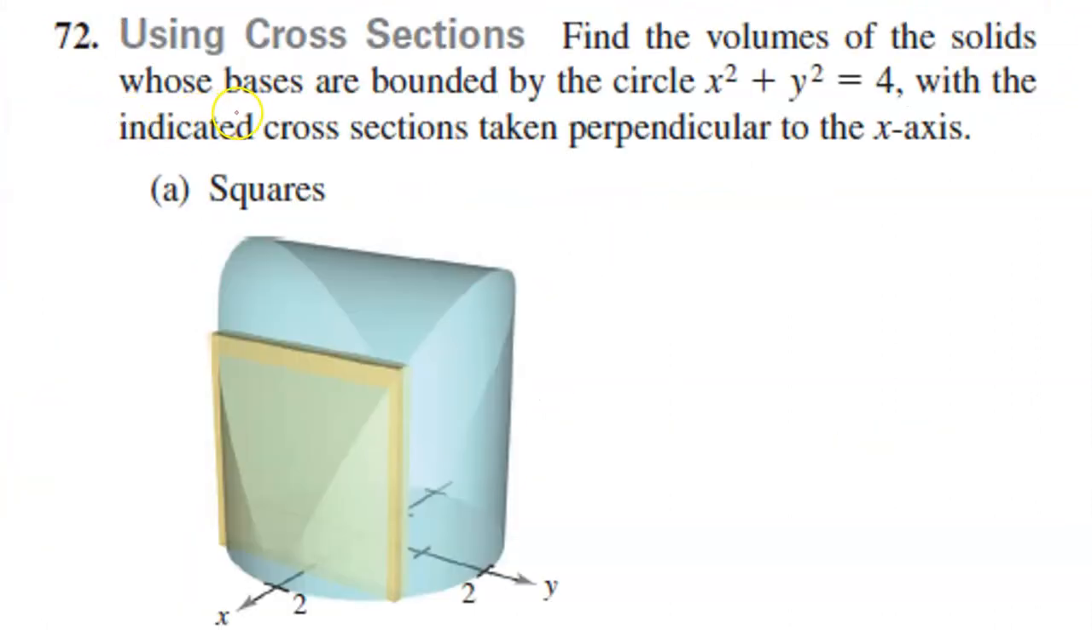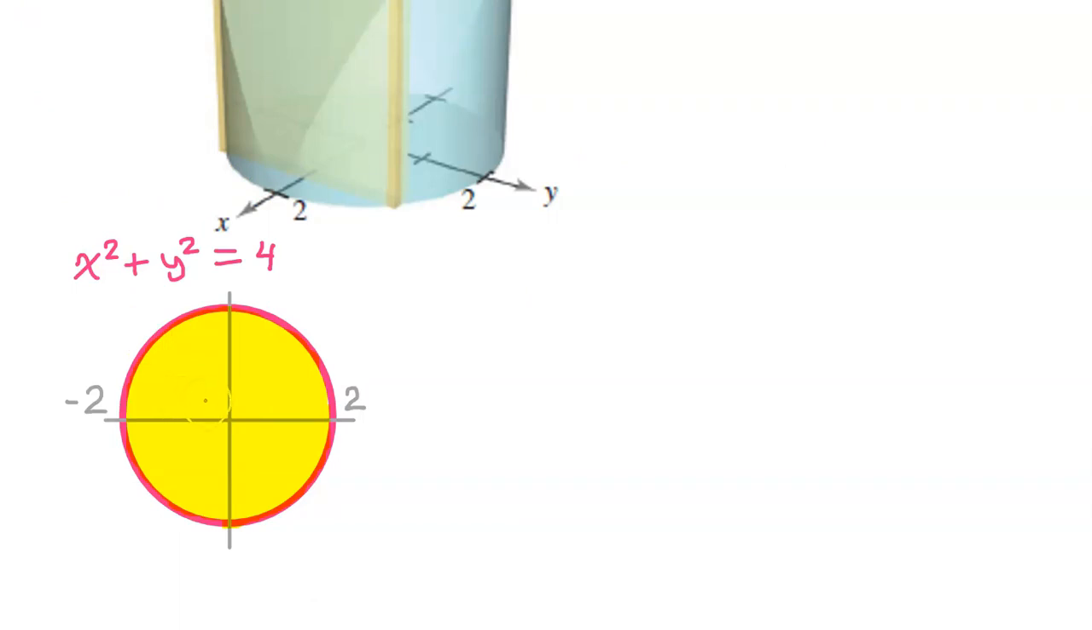For the last 4 problems, the solid has a new base. Find the volumes of the solids whose bases are bounded by the circle x squared plus y squared equals 4, with the indicated cross sections taken perpendicular to the x-axis. Here is a view of the base of the solid as we look down directly from overhead. The equation x squared plus y squared equals 4 is a circle centered at the origin with a radius of 2.